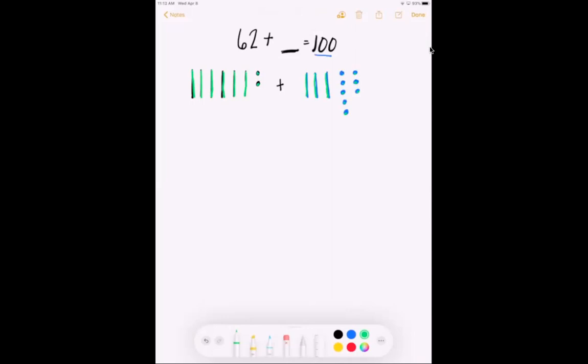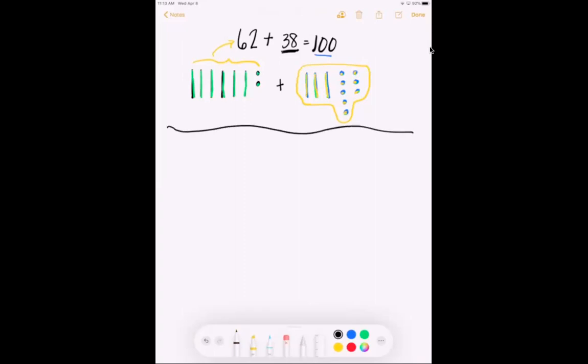We did it. To fill in the missing addend, I need to take a look at just this group, because this group right here goes with this number. So I'm going to count just the number in my yellow circle. 10, 20, 30, 31, 32, 33, 34, 35, 36, 37, and 38. That means my missing addend is 38. This might be a just right strategy for you. If not, stay tuned. We're going to try another one.